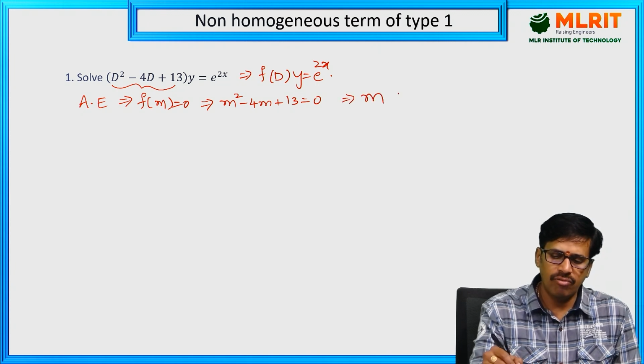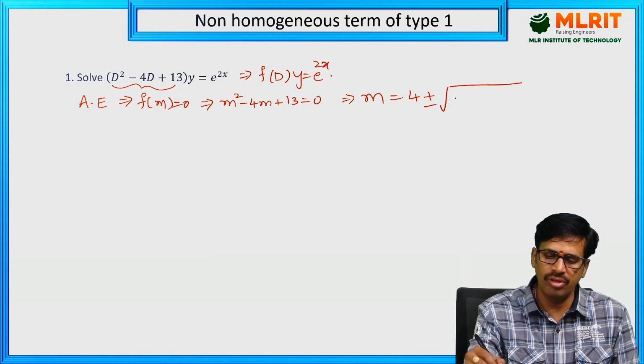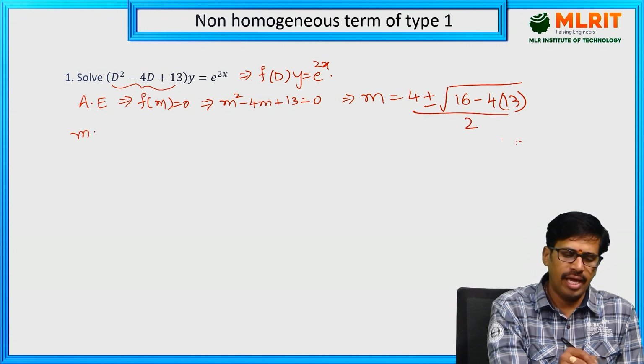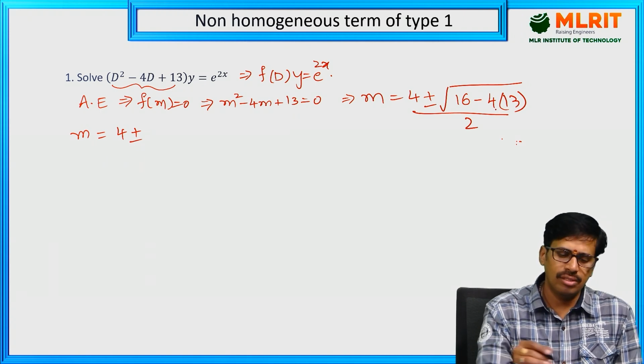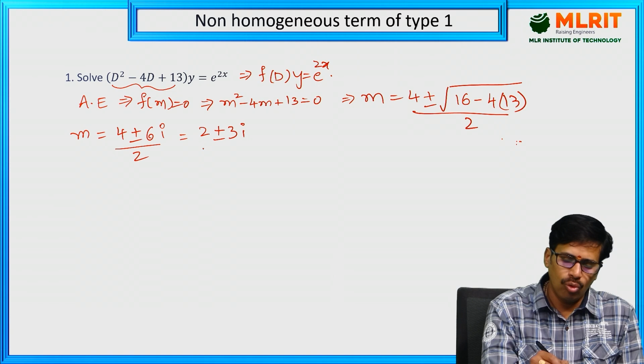So m is equal to minus b plus or minus under root of b square minus 4ac divided by 2. So we get two roots as m equal to 4 plus or minus root of 16 minus 52 is minus 36. Root of minus 36 is 6i, divided by 2, which is given by 2 plus or minus 3i. So this is alpha, this is beta.